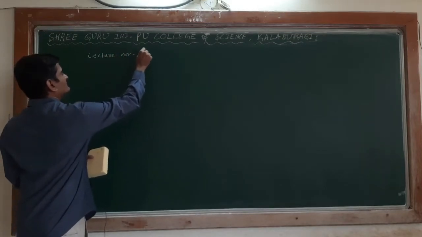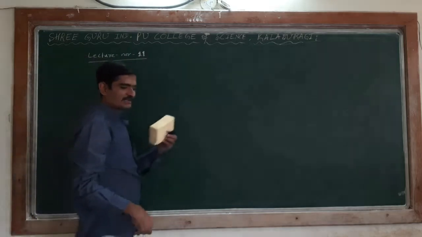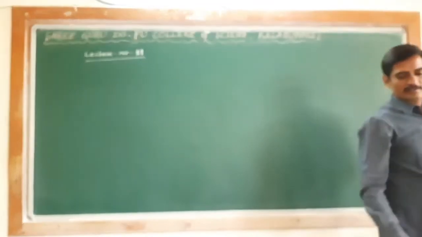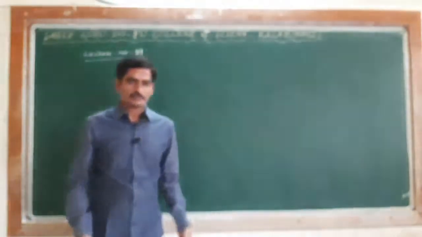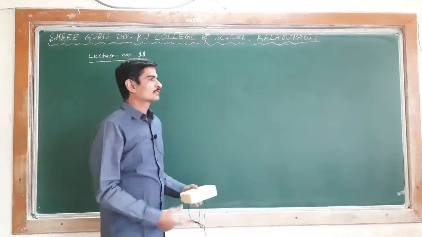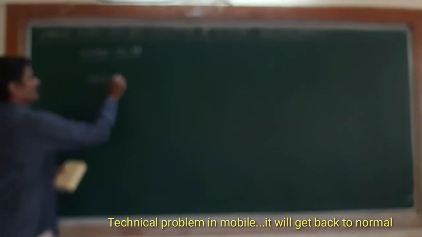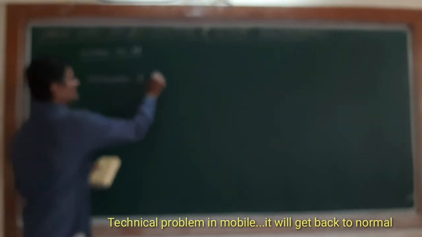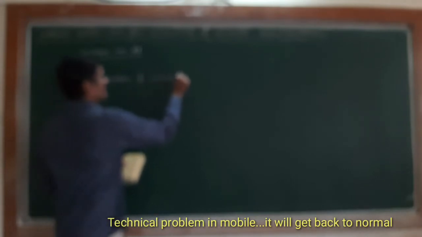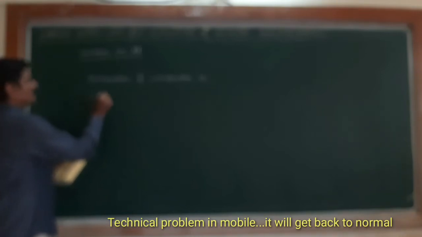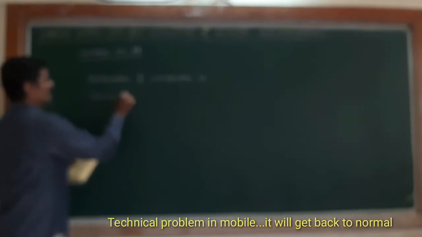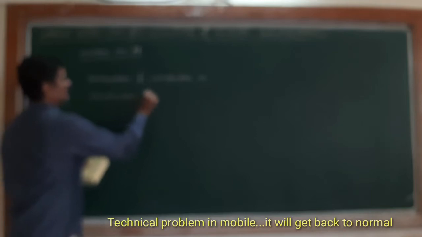Lecture number 11 on electric potential and capacitance. So far we have studied electric potential and the different concepts, and we have solved the numericals also. Today we shall study a new concept, that is the behavior of conductors in electrostatic field.